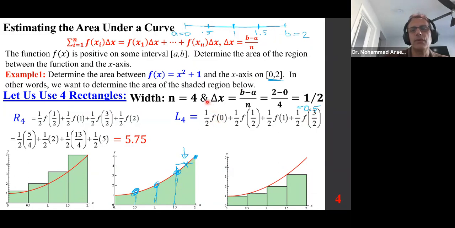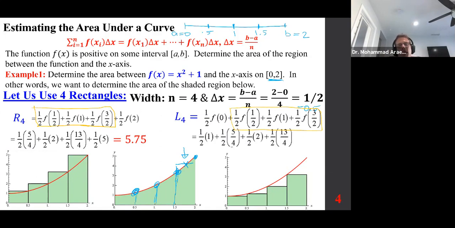For example, f of 0, if I plug it into the function, I get 1. And 1/2 gives me 5/4, so on and so forth. Notice this portion is the same as this portion, so it will really cut down the number of calculations you have to do. So put them all together. You find the area for the left endpoints to be 3.75.